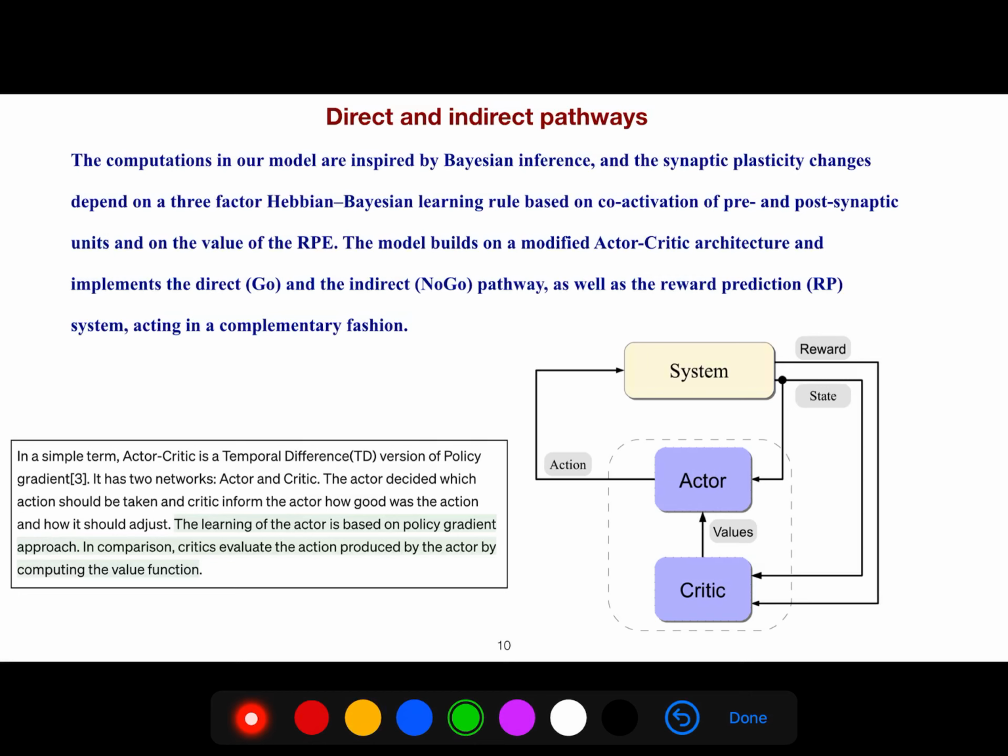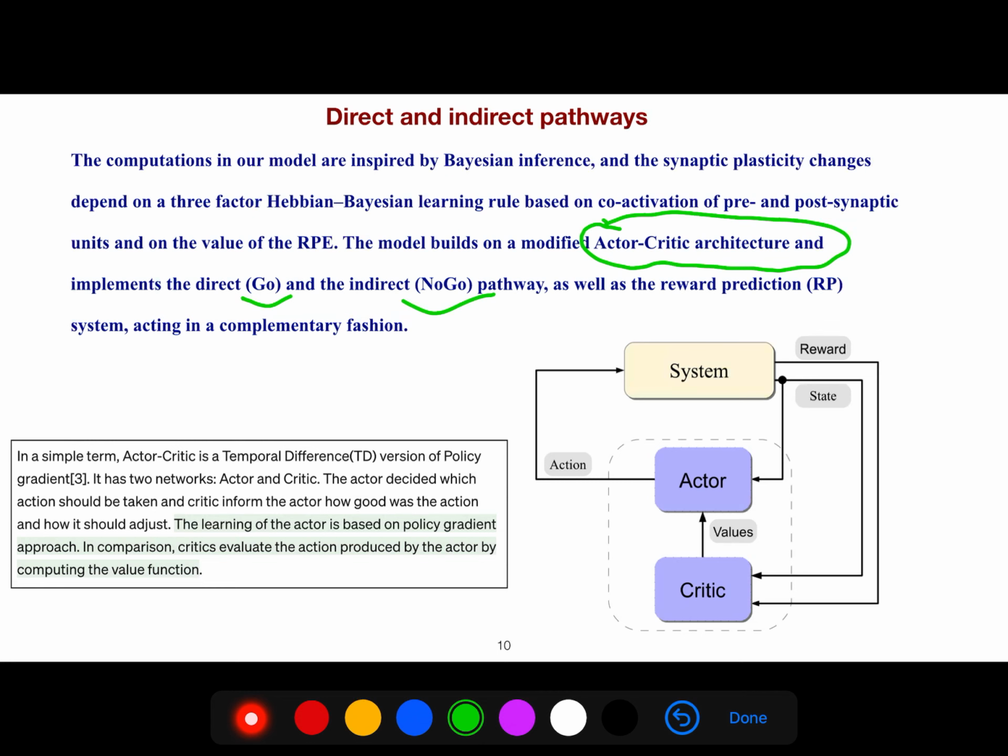The computations in our model are inspired by Bayesian inference, and synaptic plasticity changes depend on a three-factor Hebbian-Bayesian learning rule based on coactivation of pre- and post-synaptic units and on the value of RPE. The model builds on the modified actor-critic architecture, a very important paradigm in reinforcement learning, by the way, and implements the direct and indirect pathway. The direct pathway, we call it go. The indirect pathway that I showed you was no-go.